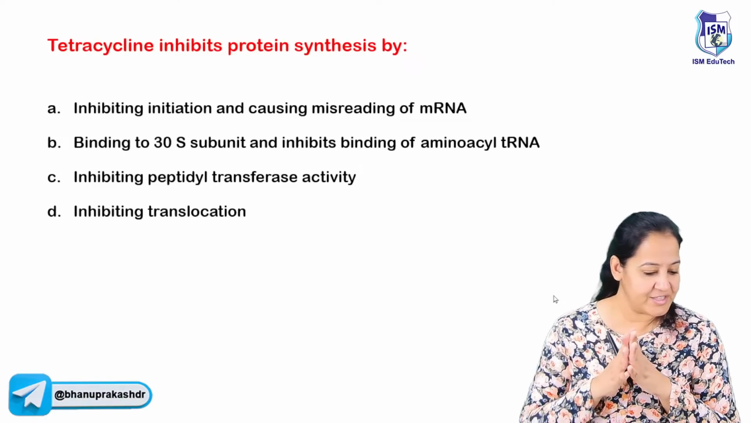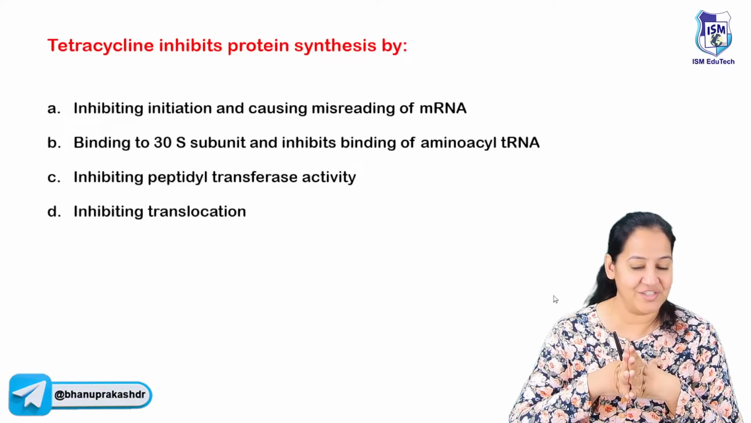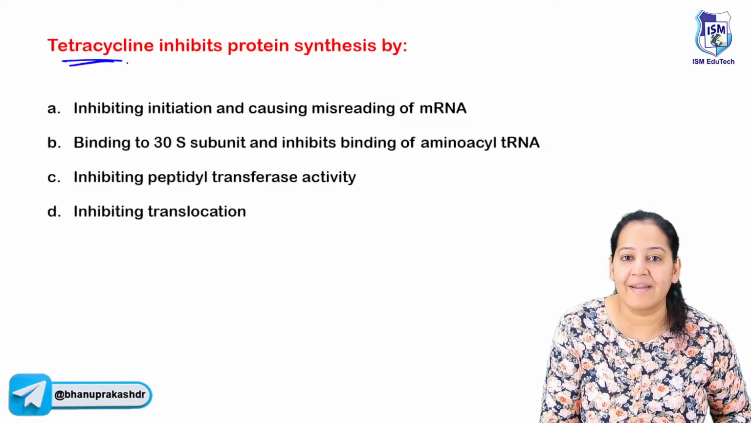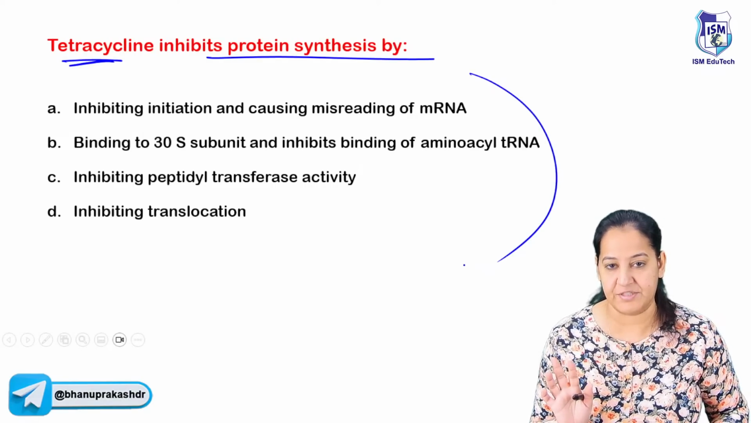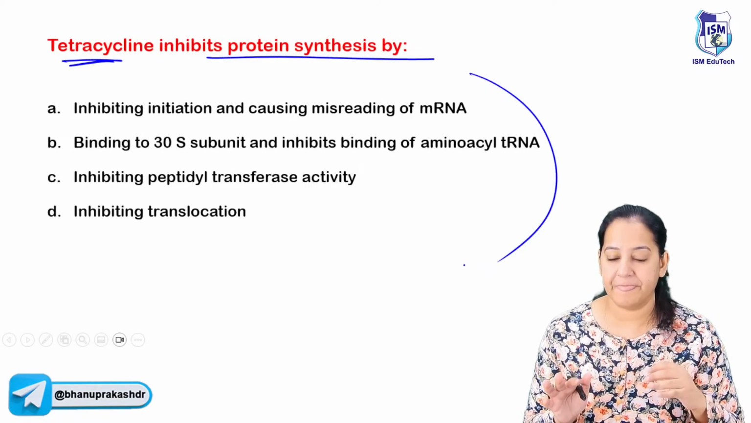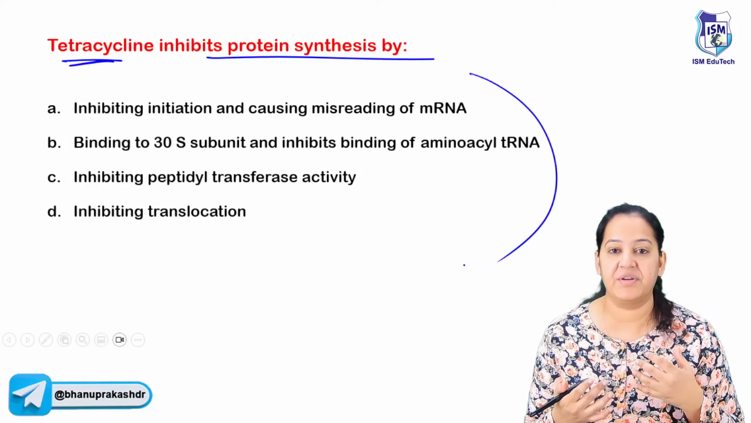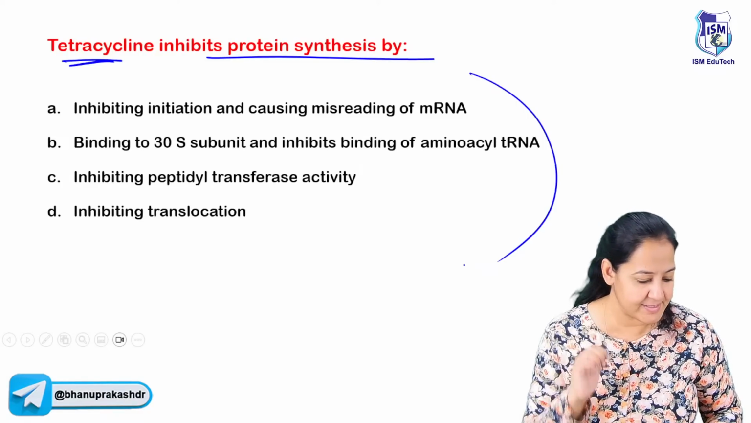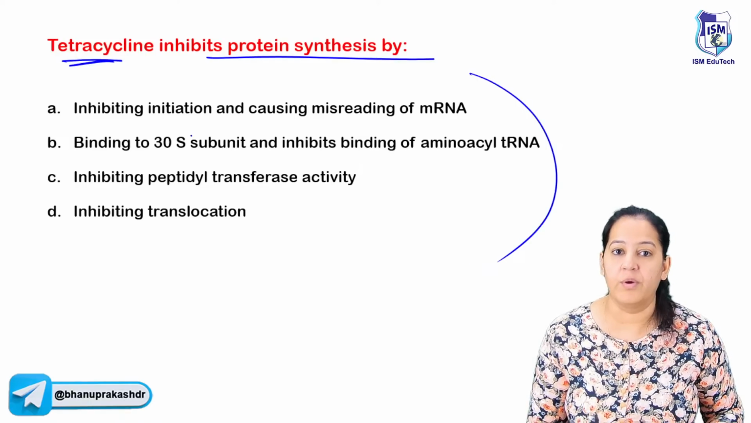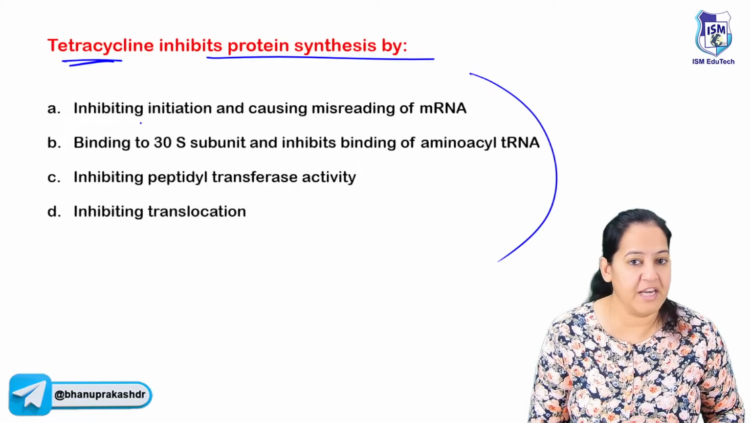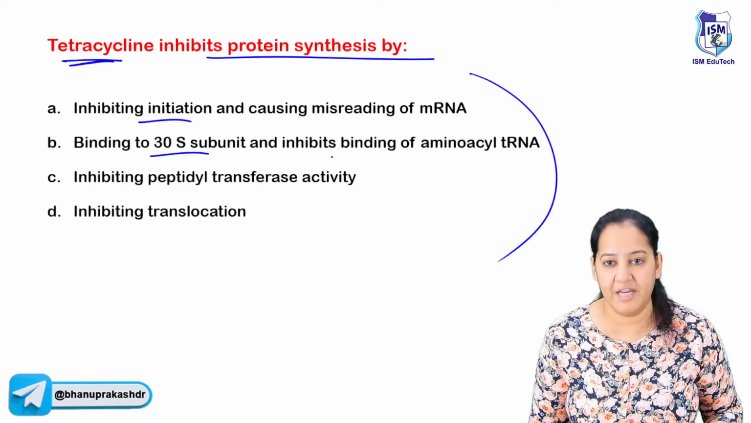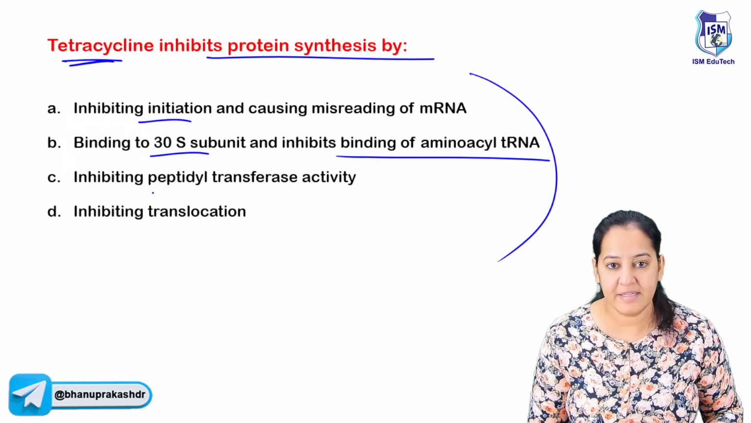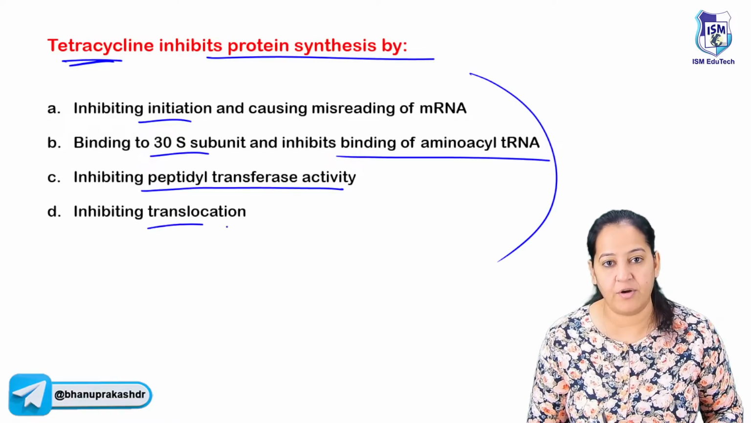Okay, so coming to the next question in front of you. Read the question, tell me the answer. Tetracycline inhibits protein synthesis by inhibiting which step? So tetracycline is a protein synthesis inhibitor. So the next question is based on the antibiotics which act by inhibiting protein synthesis. Can you guess the answer? The 4 options are in front of you. Is it inhibiting initiation and misreading mRNA? Is it binding to 30S and inhibiting amino acyl tRNA? Is it inhibition of peptide transferase activity, or inhibition of translocation?